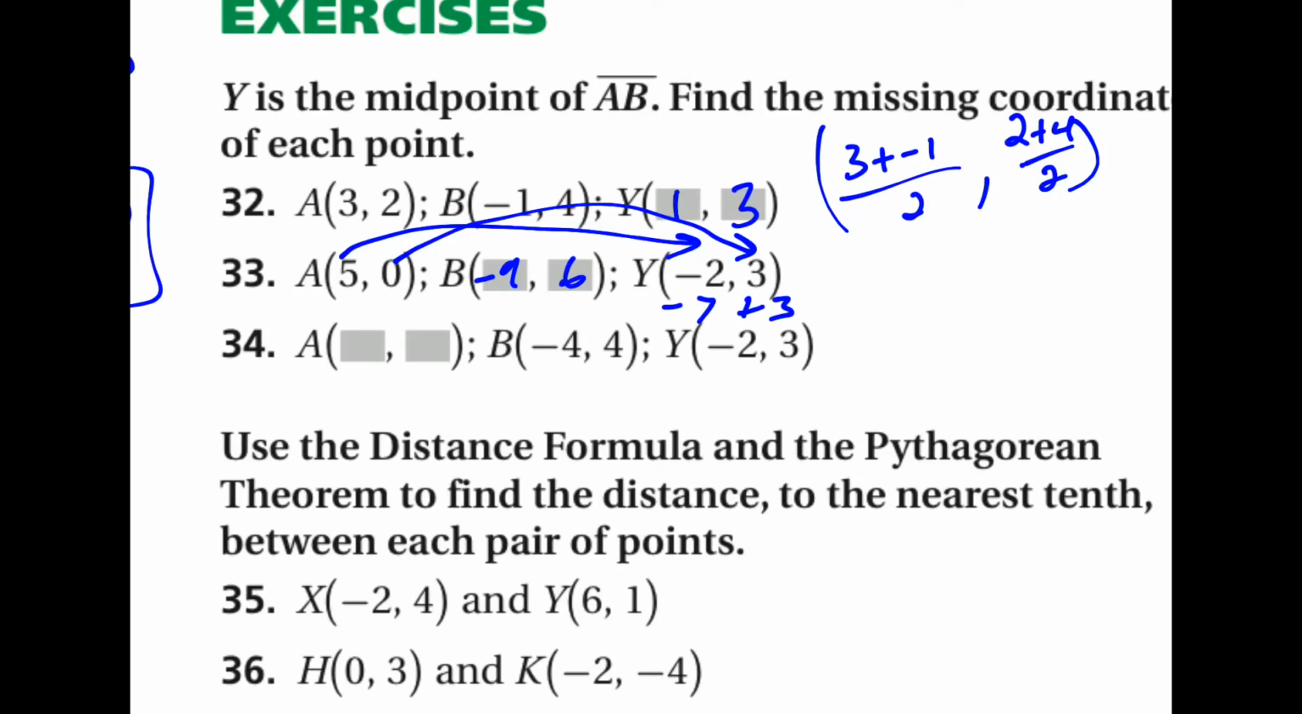Similar thing here. How did I get from negative 4 to negative 2? I added 2. And how did I get from 4 to 3? I subtracted 1. If we follow that pattern, I'm going to end up with 0 and 2.